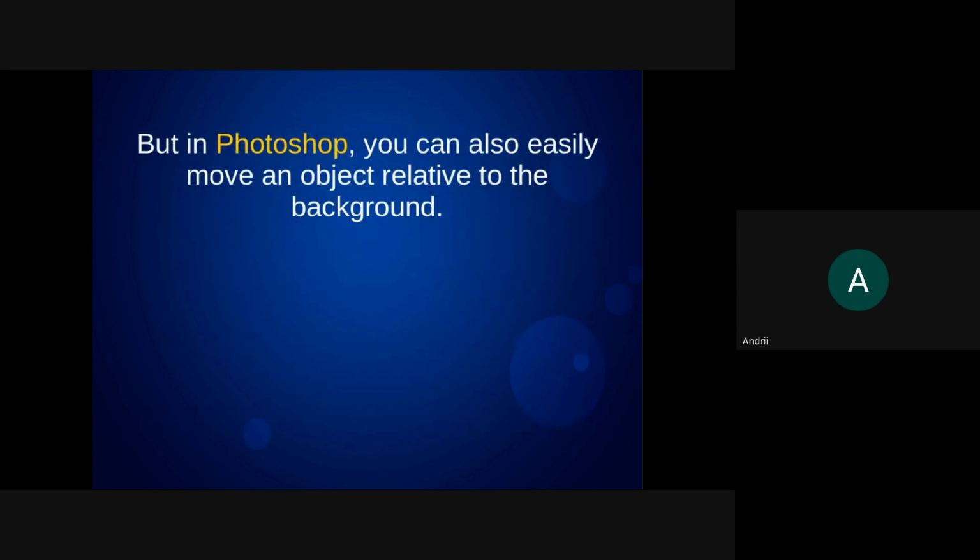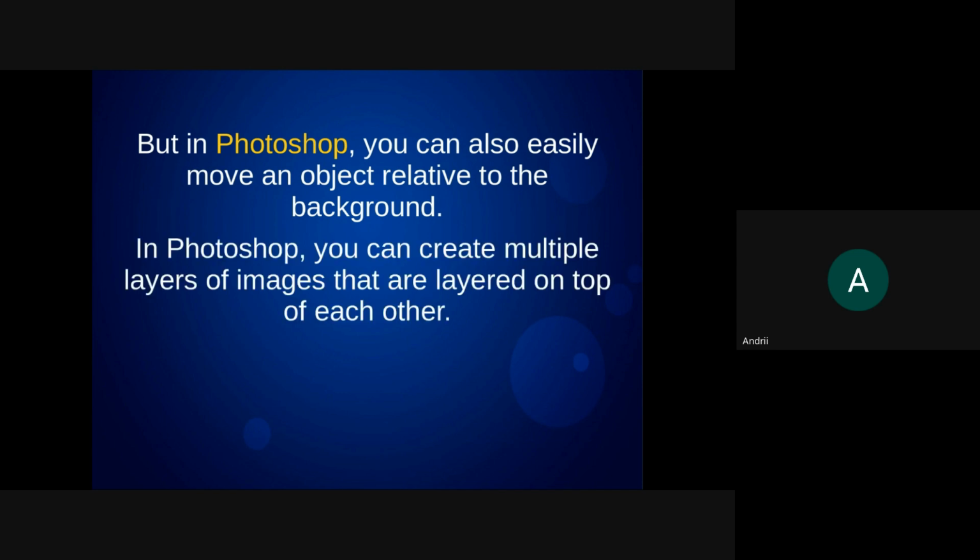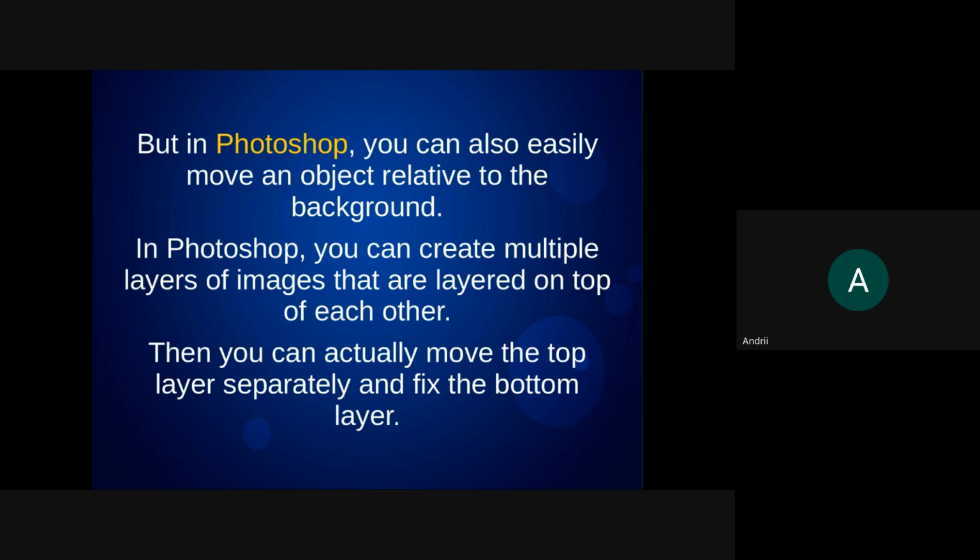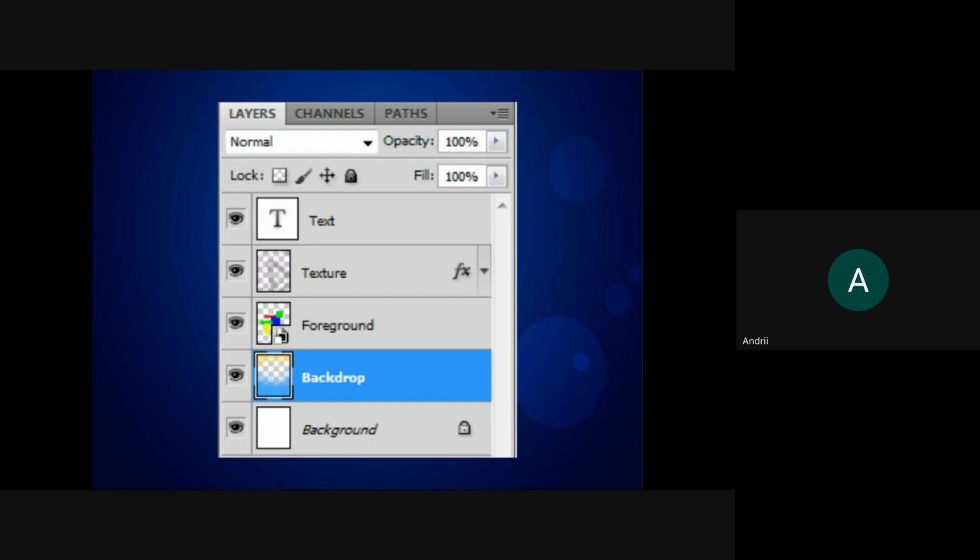But in Photoshop, you can also easily move an object relative to the background. Yes, in Photoshop, you can create multiple layers of images that are layered on top of each other. Then you can actually move the top layer separately and fix the bottom layer. If you use Photoshop, you know that there are layers, and you can move layers independently from one another.